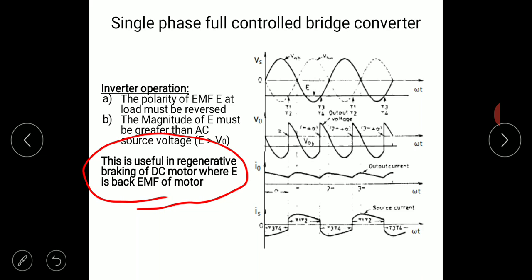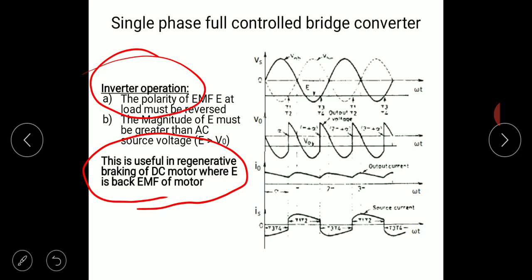You know that, you must have studied that in case of DC motor, regenerative braking is possible if the current is flowing from the motor to the supply side, and this is happening in this case. And also in case of regenerative braking, the magnitude of back EMF is greater than the supply voltage. These two conditions are matching. That means this inverter operation that is happening in full controlled bridge rectifier is suitable for regenerative braking of a DC motor if the load connected in this circuit is a DC motor.